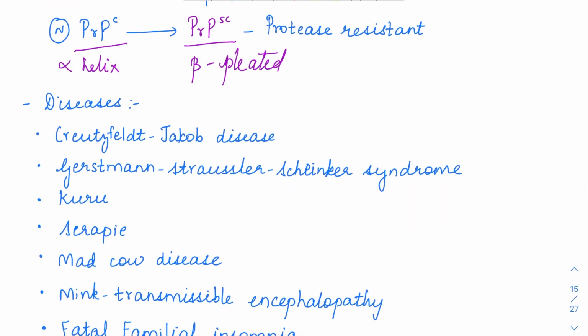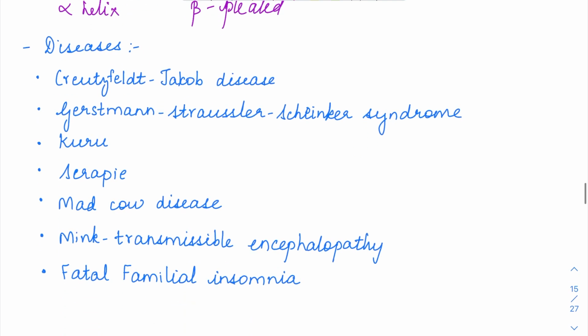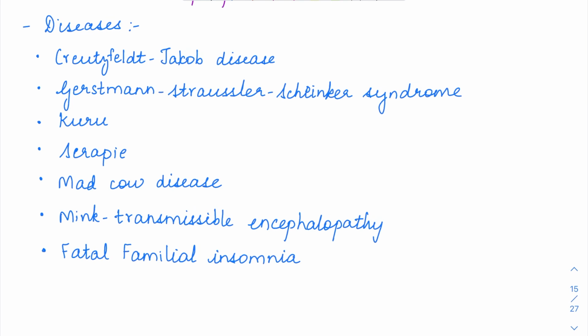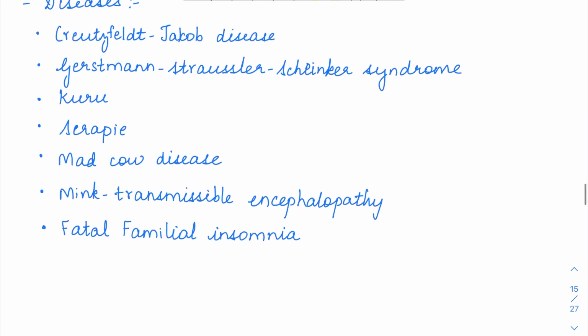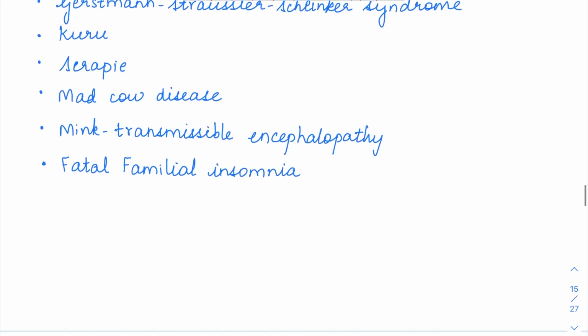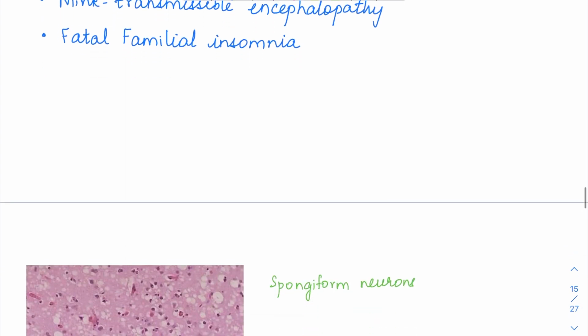Okay, so the various prion diseases we know about are Creutzfeldt-Jakob disease, which is the most common one. Other than that, we have Gerstmann-Straussler-Scheinker syndrome, Kuru disease, Scrapie, mad cow disease, mink transmissible encephalopathy, and fatal familial insomnia.